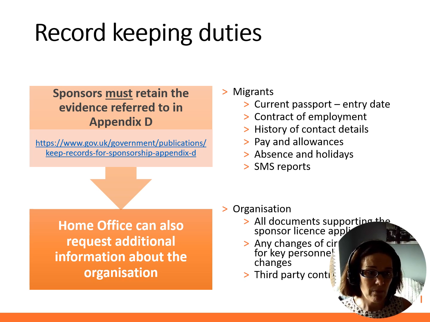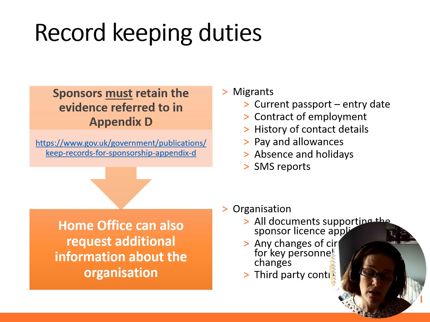You must also keep a history of all contact details. You must also keep pay and allowances. If there are any allowances reflected on the certificate of sponsorship, they must be the same in any other documents you have relating to allowances paid. You must also keep records of any absences and holidays, which should be in line with your annual holiday entitlement policy, and also maintain the number of absences that are permitted annually, particularly under the skilled worker route.